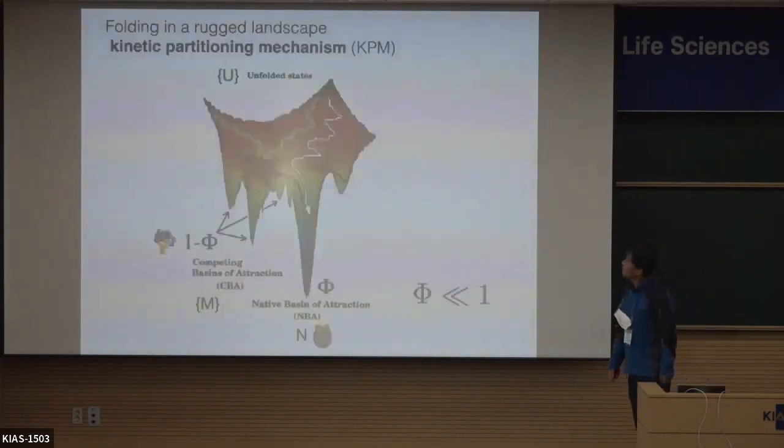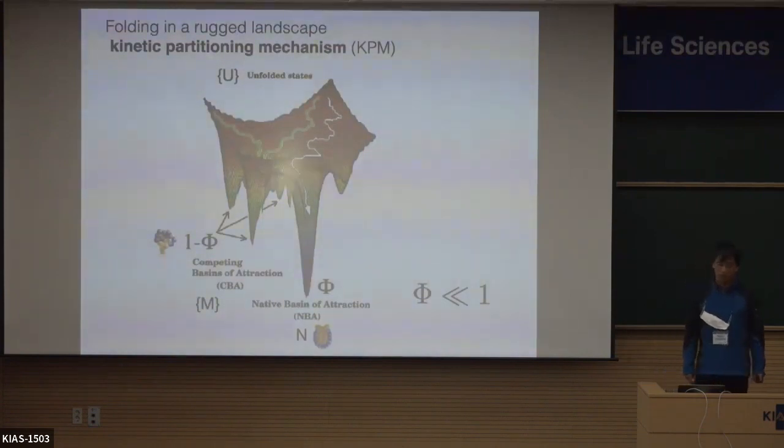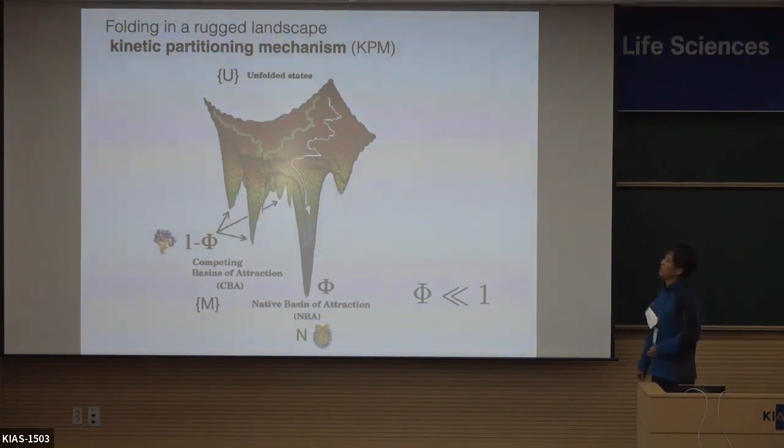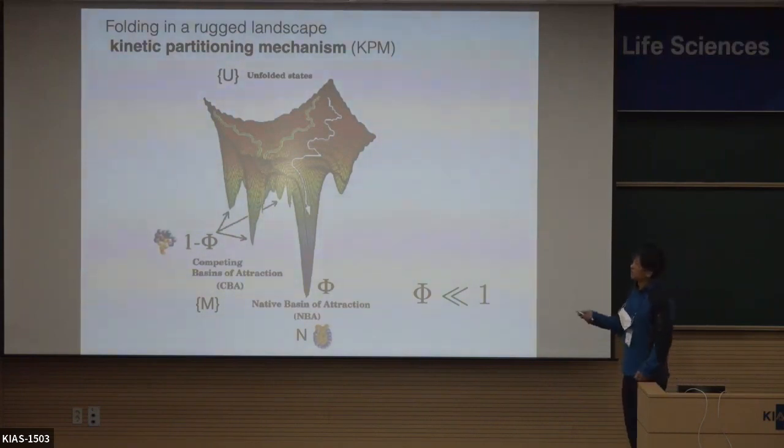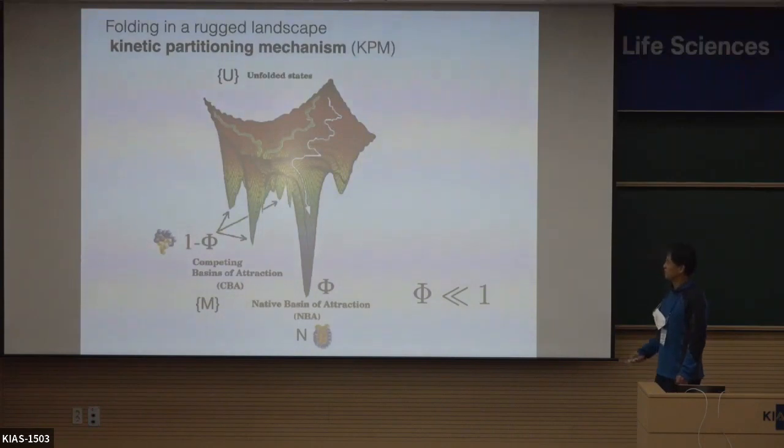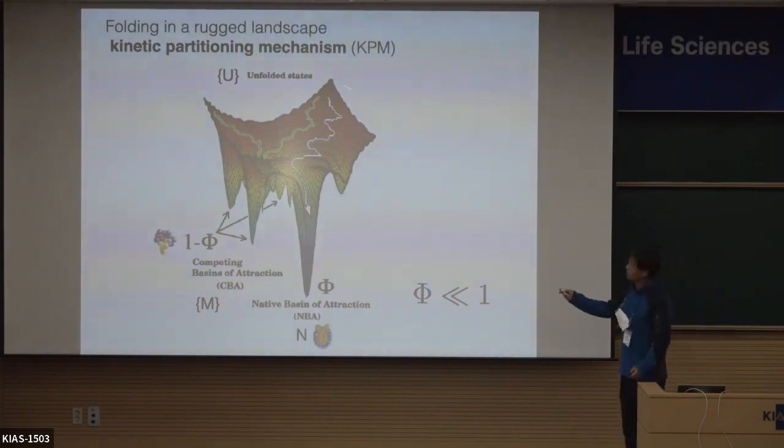However, not all proteins can be folded nicely. At least 30% of the entire proteome has some problem of spontaneous folding. It doesn't fold into the right structure. In that case, you can imagine a very rugged landscape like this. In this kind of rugged landscape, only a fraction of the population can fold into the native state, and the rest of them are trapped in kinetic traps. So 1 minus Φ of them are trapped in competing basins of attraction. You can think about the folding in terms of many different parallel pathways.